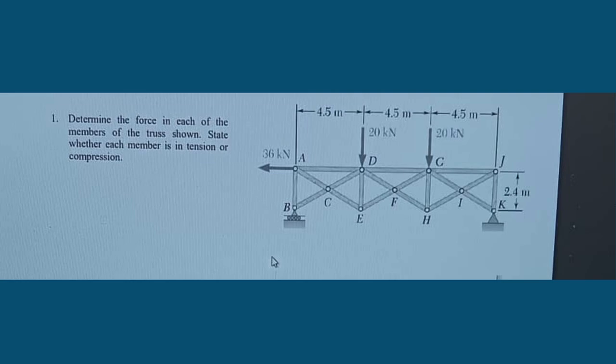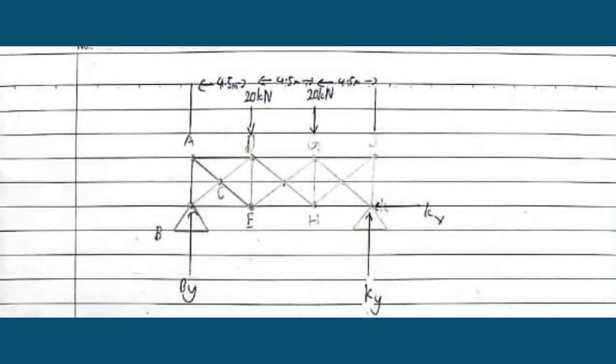Now, let's go to the question. Question 1. Determine the force in each of the members of the truss shown. State whether each member is in tension or compression. First, we have to draw a free body diagram. This is the free body diagram for the question.